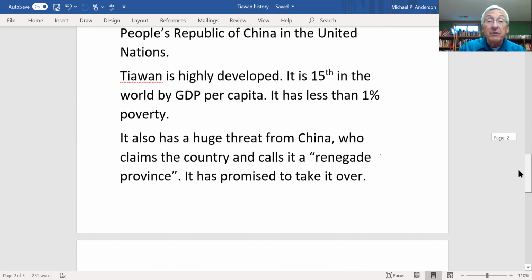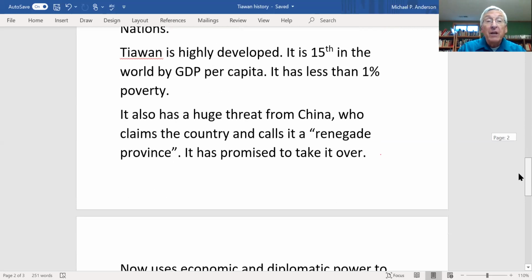Now, as I mentioned, Taiwan is highly developed. It's 15th in the world by GDP per capita. Very equalitarian society, very little poverty there. But it does live with this huge threat from China.